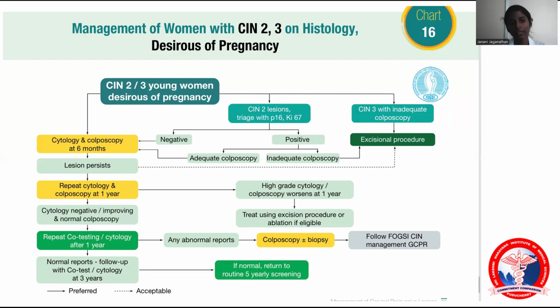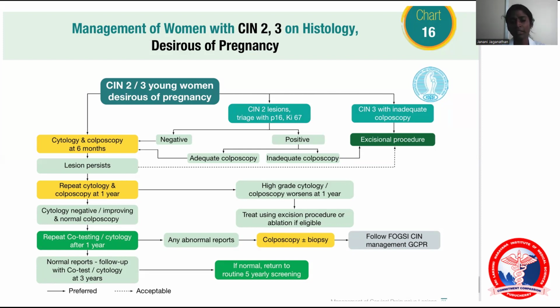If it is adequate, again cytology and colposcopy at 6 months and 1 year follow-up should be done. If it is inadequate colposcopy, consider doing excisional procedures. And in case of CIN3 with inadequate colposcopy, also consider an excisional procedure in any case. If it comes as high-grade cytology or colposcopy worsens at the end of 1 year, consider doing an excisional procedure or an ablative procedure if eligibility criteria for ablative procedure are fulfilled.